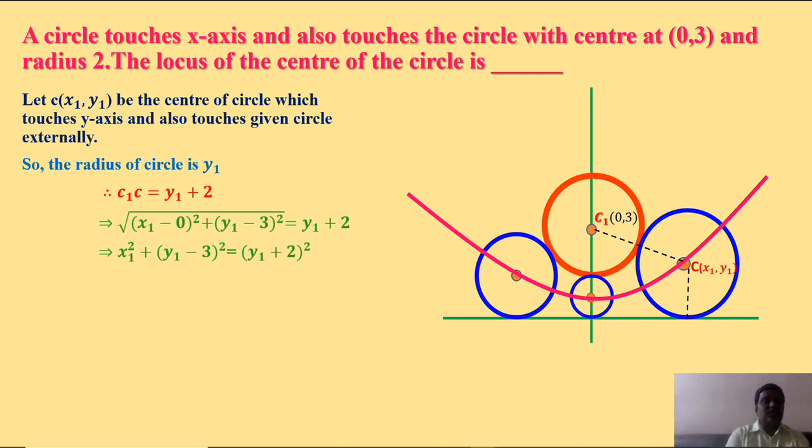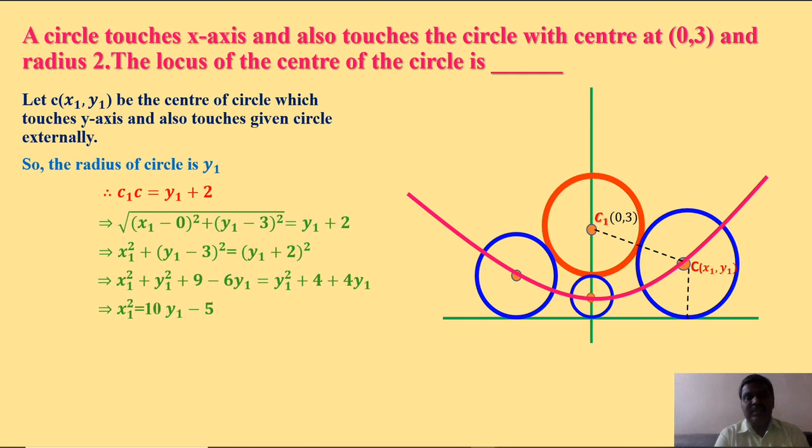So on squaring both sides, what are you getting? x1 squared plus (y1 minus 3) whole squared is equal to (y1 plus 2) whole squared. On simplifying, x1 squared plus y1 squared plus 9 minus 6y1 is equal to y1 squared plus 4 plus 4y1. So y1 squared gets cancelled. We get x1 squared equal to 10y1 minus 5. So this is the condition on (x1, y1). This is for any center of the circle.